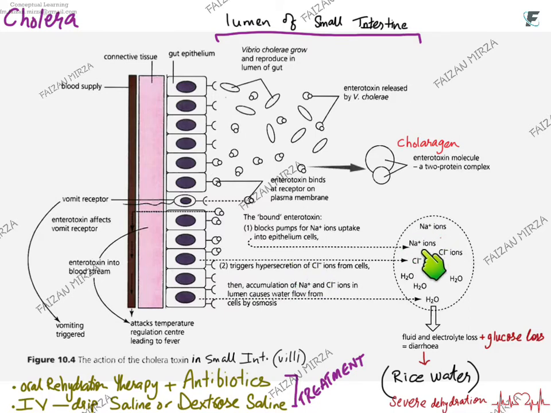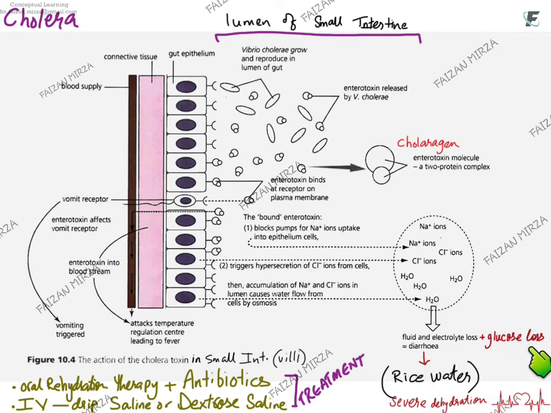Sodium and chloride ions being accumulated here lowers the water potential, so water is pulled out from the cells. The cells become dehydrated. They in turn pull water from the blood supply, so the person starts to become dehydrated. The salt and water, the sodium and chloride, all pass out in rice water diarrhea.